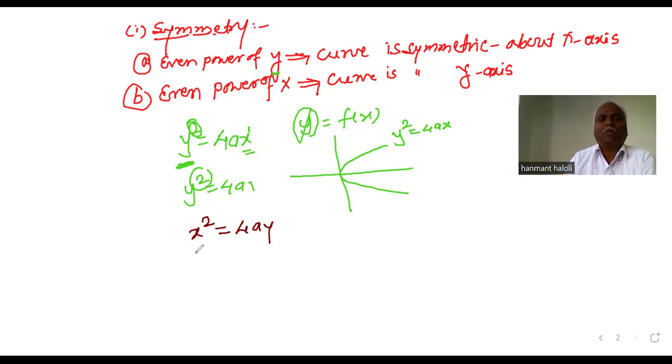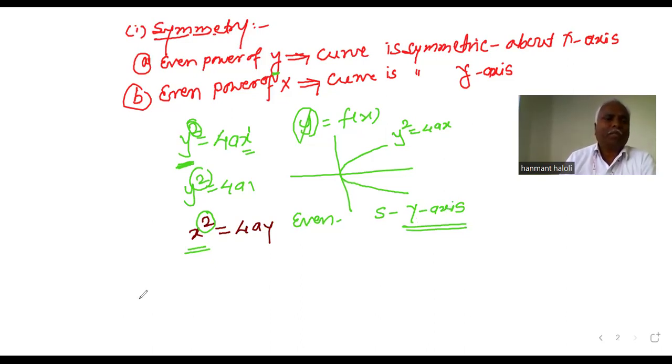Now we converted x equal to functions of y. Powers of x here are even numbers. X is even, therefore symmetry about the y-axis. An even power of x indicates symmetry about y. Actually, this is symmetry about the x-axis as well as the y-axis.